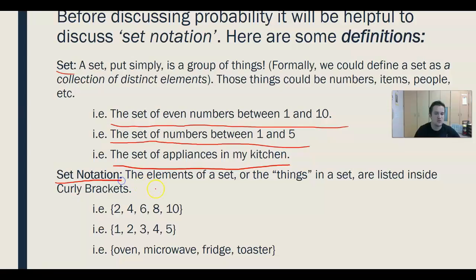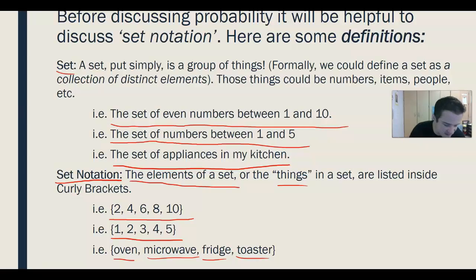Set notation: usually the elements of a set, or the things in a set, are listed inside curly brackets, so we know that we're talking about a set. So for example, the set of even numbers between 1 and 10, in curly brackets, I'll list them, separated by commas: 2, 4, 6, 8, 10. Those are the even numbers between 1 and 10. The numbers between 1 and 5 I list as 1, 2, 3, 4, 5. The set of appliances in my kitchen I list as oven, microwave, fridge, toaster, all separated by commas. So that's what a set is, written in set notation. I write those in curly brackets, so I know that I'm talking about a set.